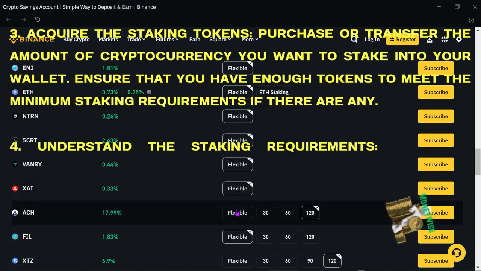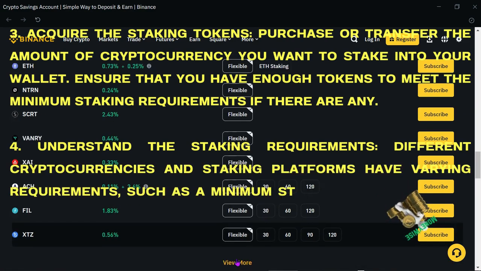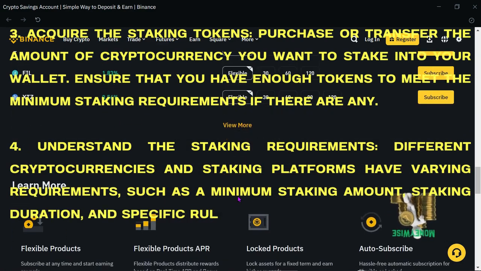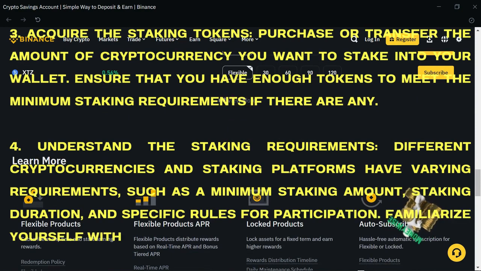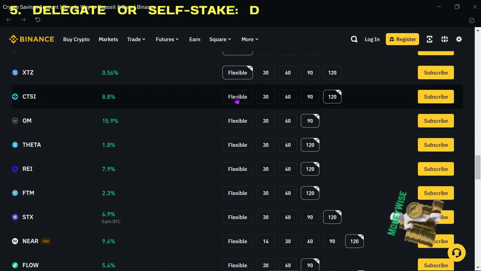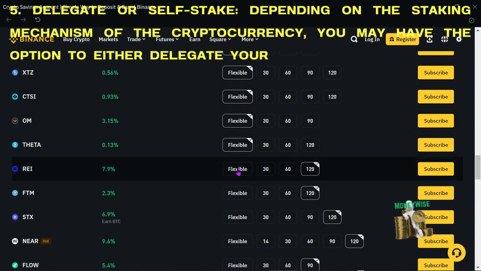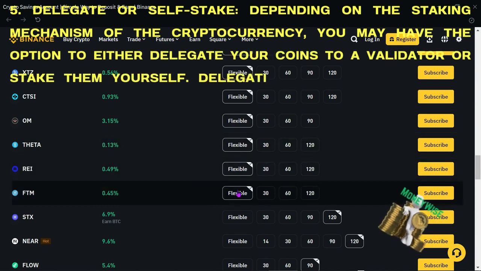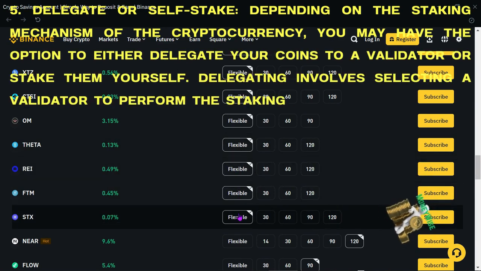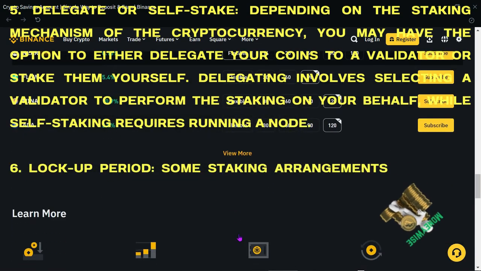4. Understand the staking requirements. Different cryptocurrencies and staking platforms have varying requirements, such as a minimum staking amount, staking duration, and specific rules for participation. Familiarize yourself with these requirements before proceeding. 5. Delegate or self-stake. Depending on the staking mechanism of the cryptocurrency, you may have the option to either delegate your coins to a validator or stake them yourself. Delegating involves selecting a validator to perform the staking on your behalf, while self-staking requires running a node.